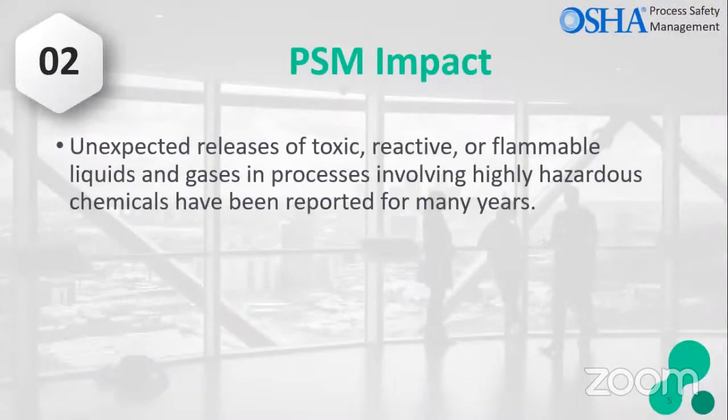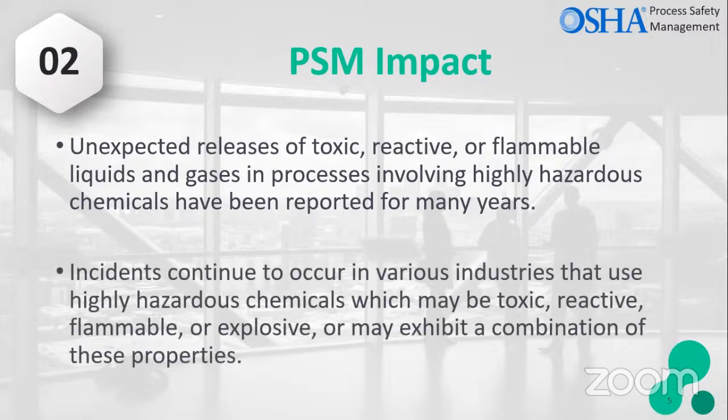What is the impact of process safety? If it is not well implemented, unexpected release of toxic or reactive or flammable liquids and gases in processes involving highly hazardous chemicals have been reported for many years. Many incidents all over the world have already occurred due to such unplanned release. You can remember Flixborough, you can remember Deepwater Horizon in the Gulf of Mexico, you can remember Bhopal in India. There are many major incidents all over the world happening till now, unfortunately. Monthly, a major incident happens in some spot in our world.